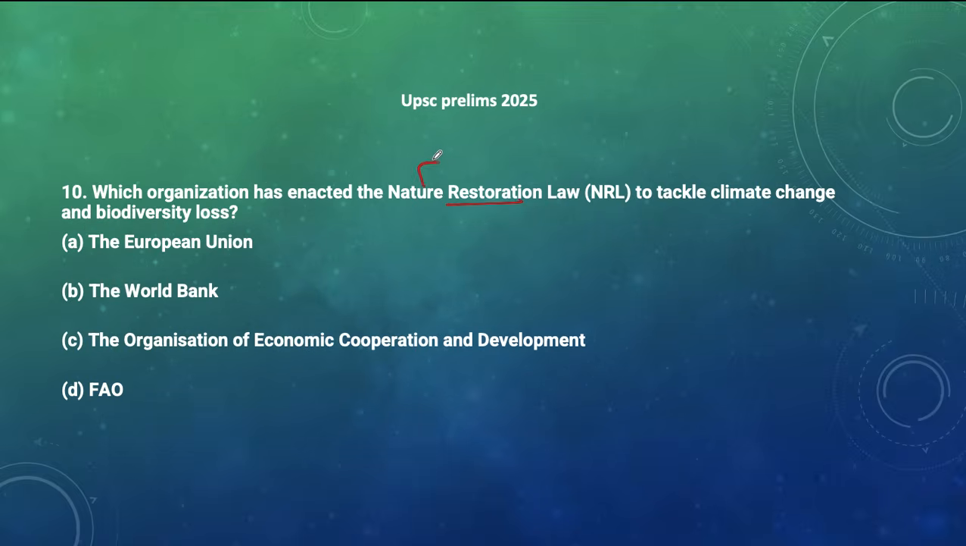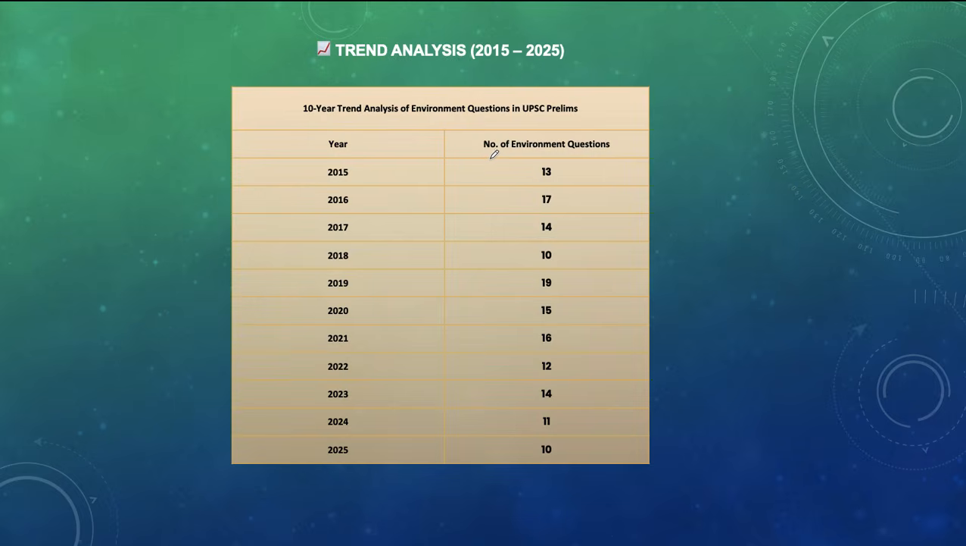Nature restoration law. This is related to environmental policy or law, which has been a repeated theme in UPSC prelims in the environmental segment. So the environmental trend analysis of questions in prelims in the last 10 years shows that in 2025, this year, only 10 questions have been asked. Last year, students, 11 questions. And in 2023, 14 questions have been asked. Overall, in the last 10 years the minimum number of questions is 10, which was asked this year in 2025. One more year is 2018, when they asked 10 questions. Otherwise, the maximum was in 2019, when they went for 19 questions.